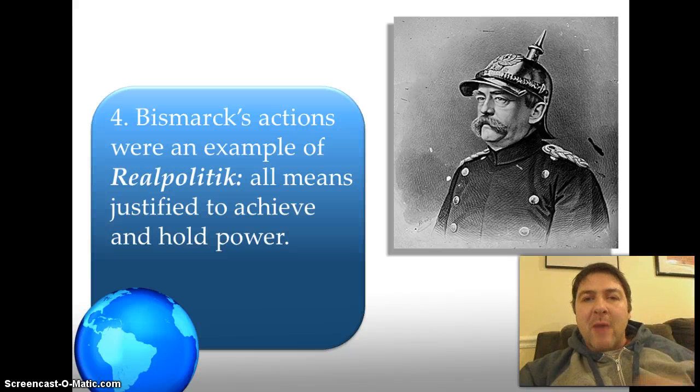In Bismarck's mind, increasing the power of the German people, unifying the German states into a powerful Germany, was a good goal. And therefore, if it meant declaring war, if it meant being deceitful or lying to get what he needed done, realpolitik says that's justified. You don't always need to be nice in the case of Bismarck, as long as the goal in his mind was a noble one, was a good one.